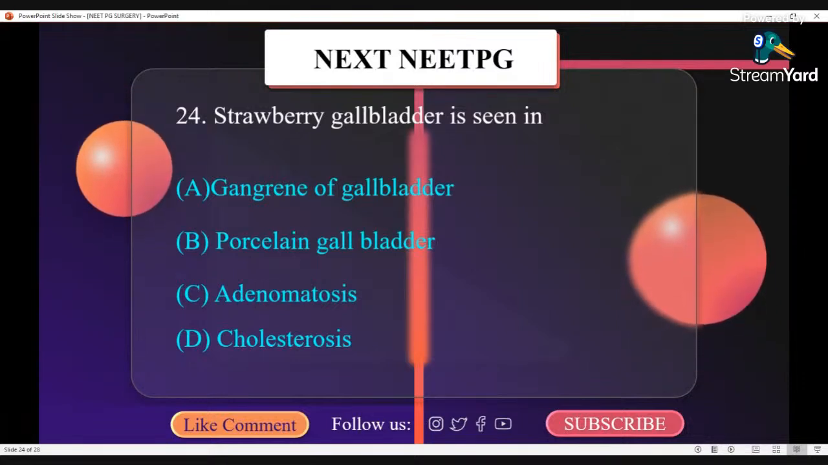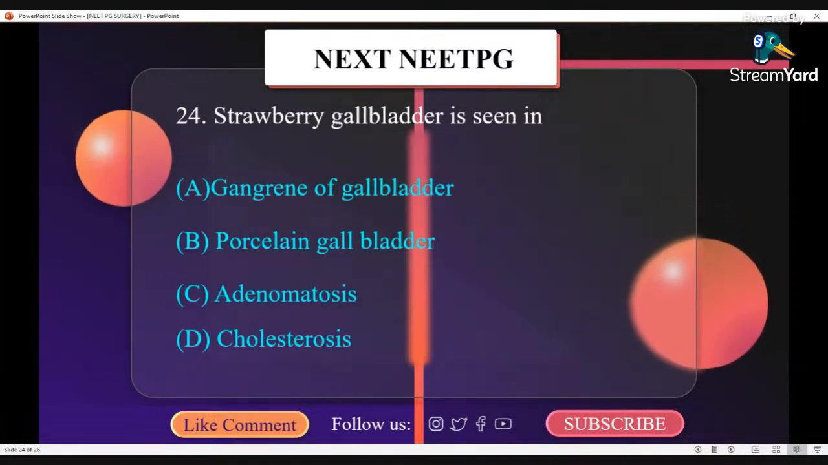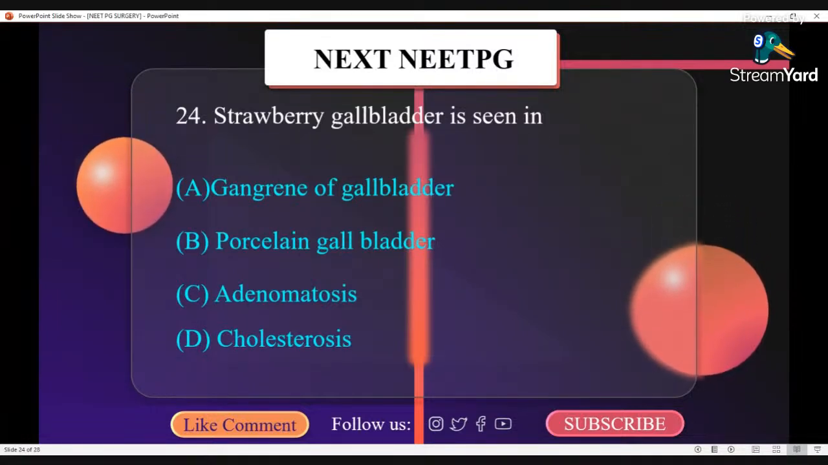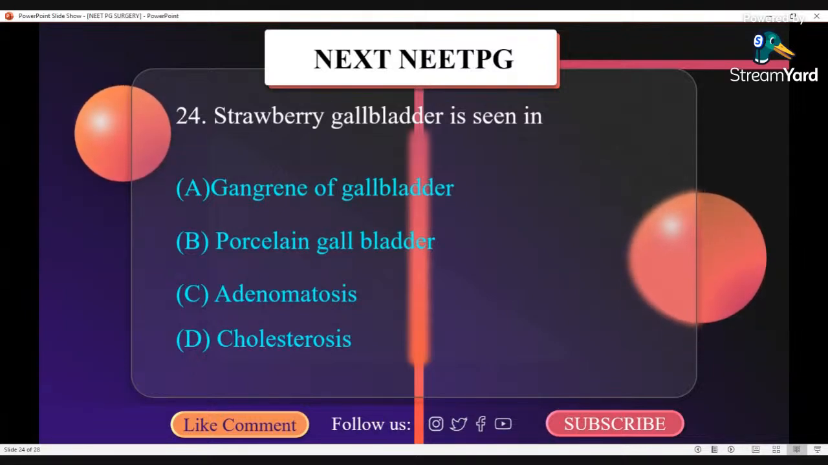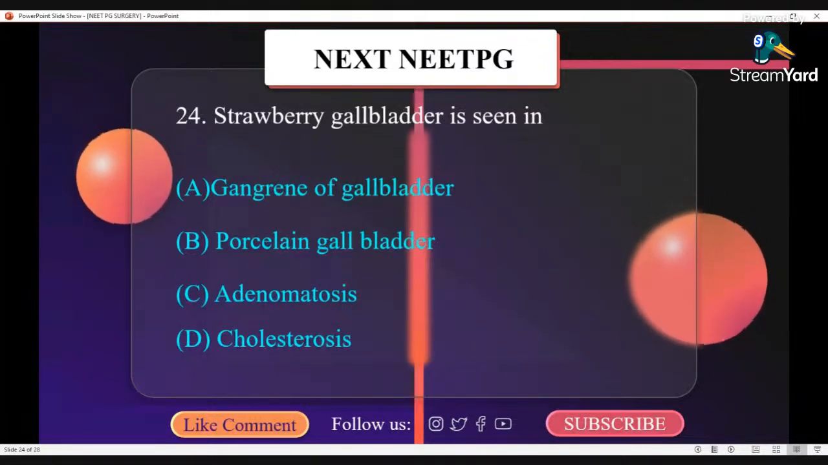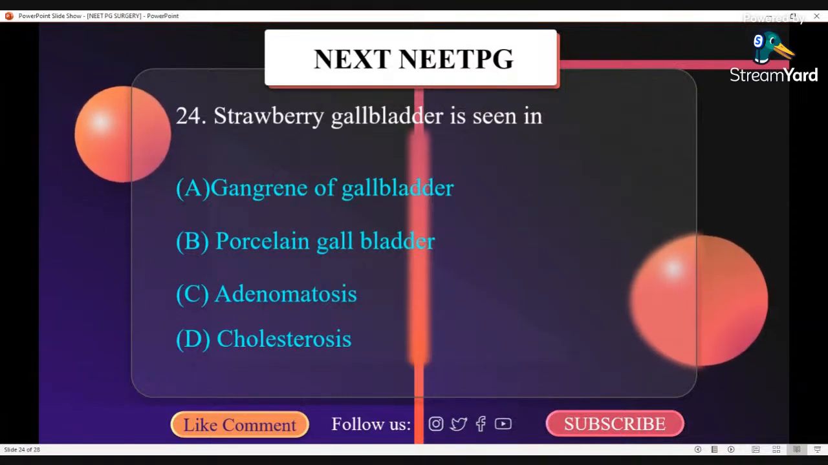The types are: type 1, aggregation of cholesterol crystals in mucosa or submucosa. It is known as cholesterosis or strawberry gallbladder. Lipoid contents are present in large foamy cells that have phagocytosed the cholesterol. Here, cystic duct is normal. Disease occurs only in gallbladder. It is a pre-malignant condition.